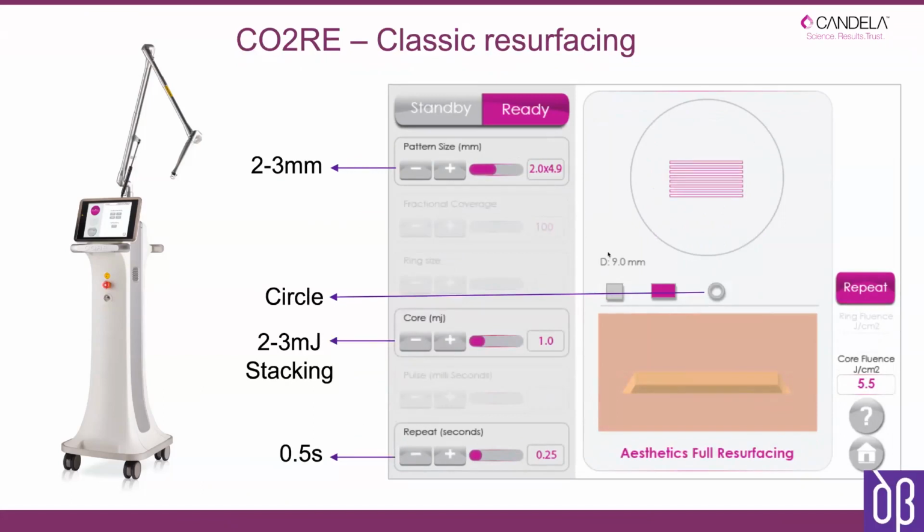For each and every one of the ice pick and boxcar scarring, I use the classic resurfacing mode with a spot size of 2 or 3 millimeters, depending on the diameter of each scar. I use the circle shape, and I normally use between 2 and 3 millijoules energy. You can, of course, do some stacking if that concrete scar is very deep, and I tend to use 0.5 repetition sequence.